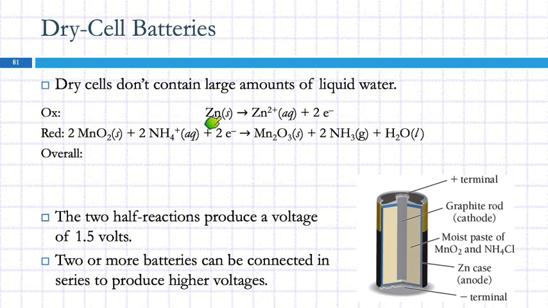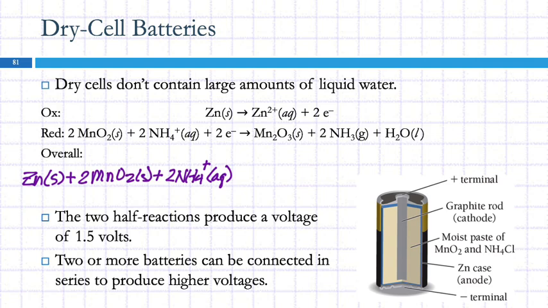So we've got zinc being oxidized and the manganese being reduced, and they both use 2 electrons. I really don't remember why I did this, but whatever. So we've got zinc and 2 MnO2 and ammonium ions. The electrons cancel out. And then we get manganese(III) oxide, Mn2O3, solid, and ammonia, and water.